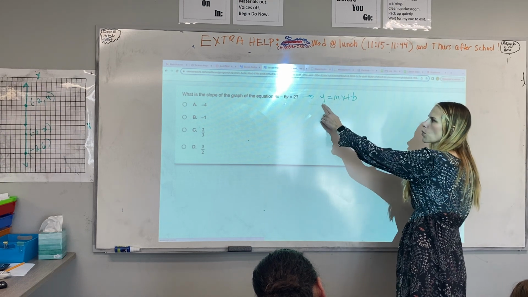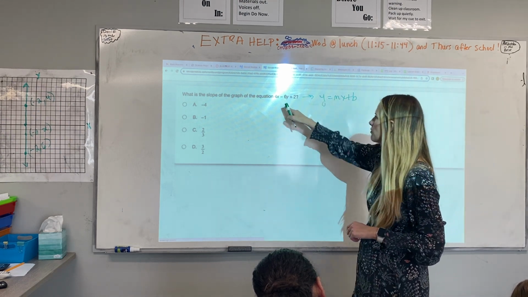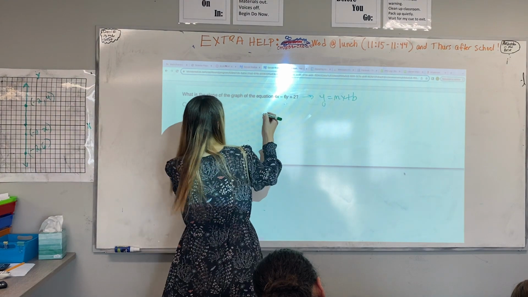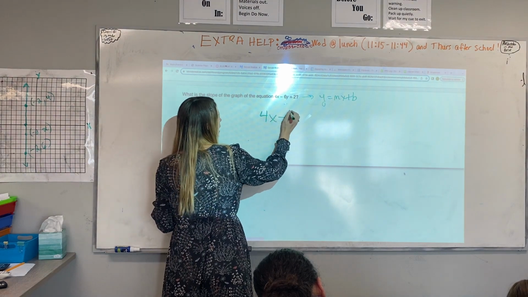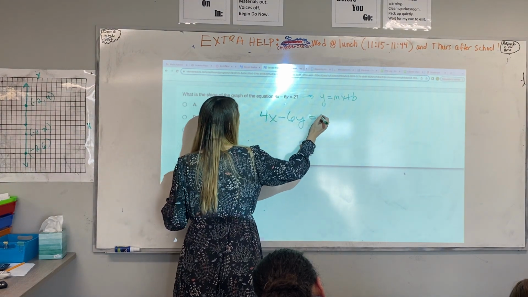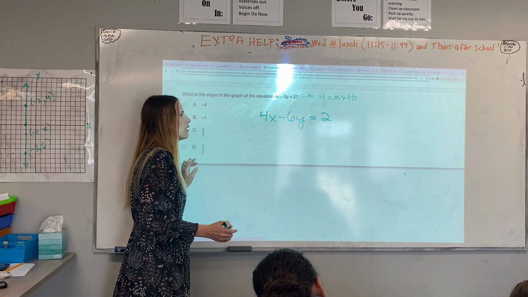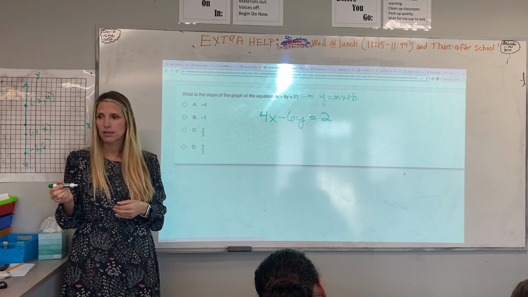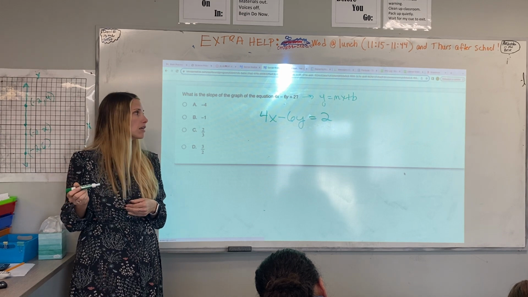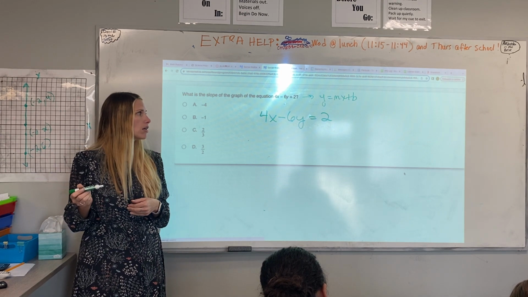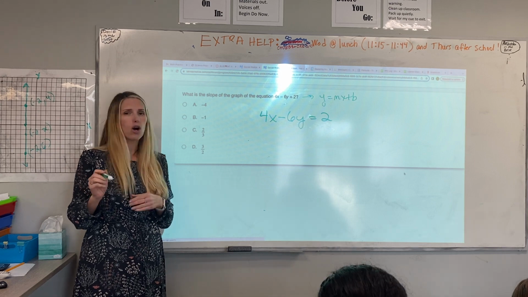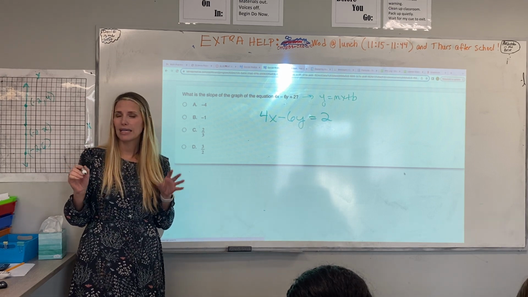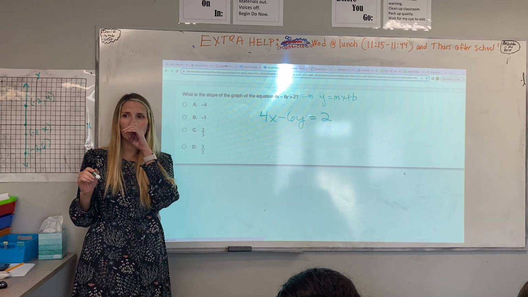This is solved for y. So we have to solve this for y. And it's gonna look really tricky. 4x minus 6y equals 2. How do we solve for y? We have to do a couple of things. I'll plug in 0 for x. Not yet. All we're gonna do is solve for y. We can't plug in anything for x right now.